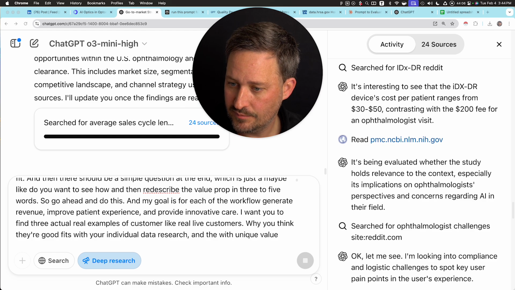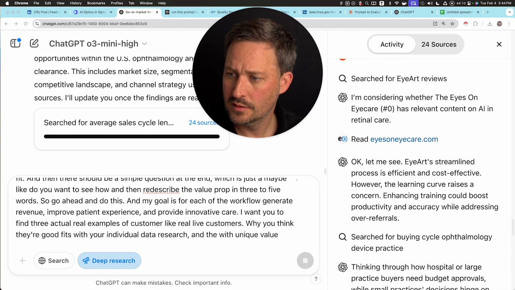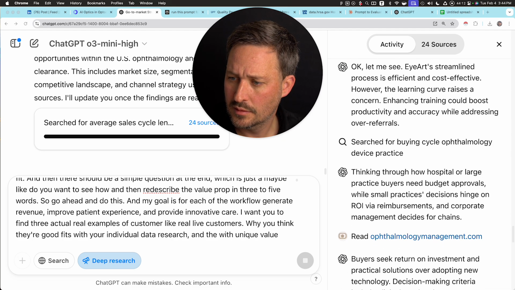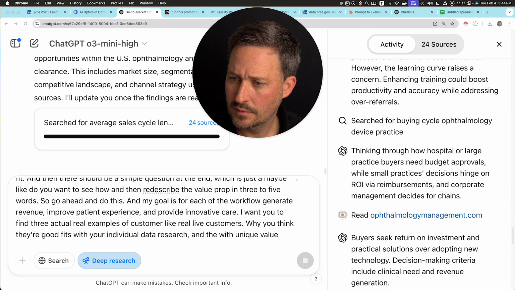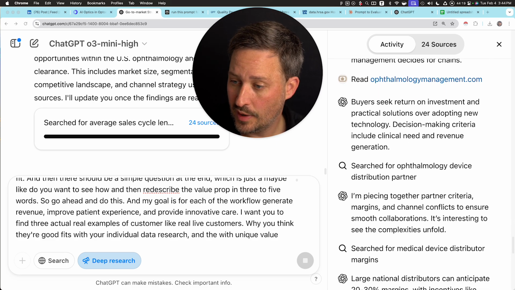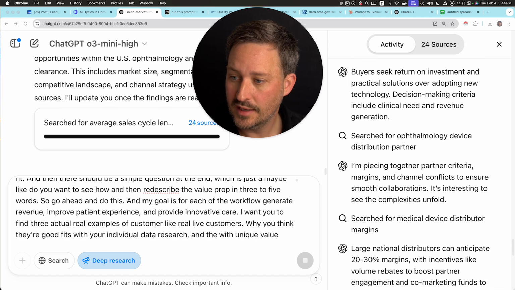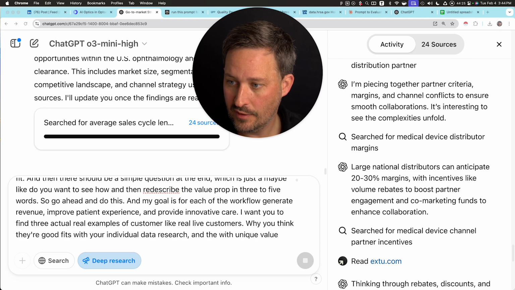Okay. This is like a self review, which is interesting. I guess you can do some stuff yourself. So this is so helpful, right? Because buyers seek return on investment, practical solutions over adopting new technology. Clinical need and revenue generation. Very interesting.